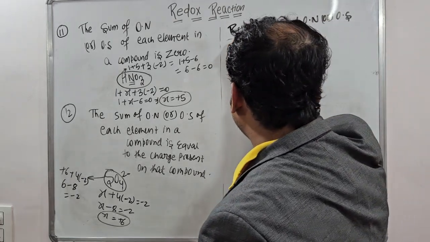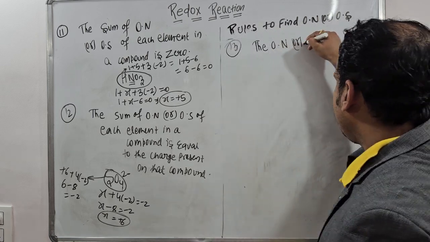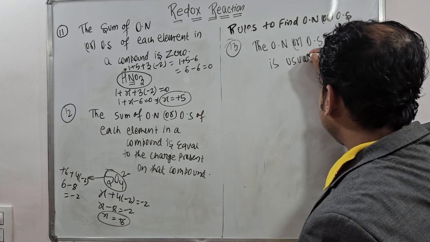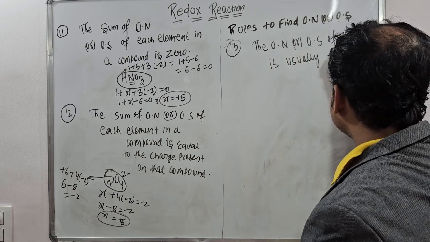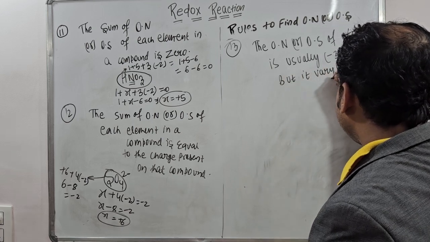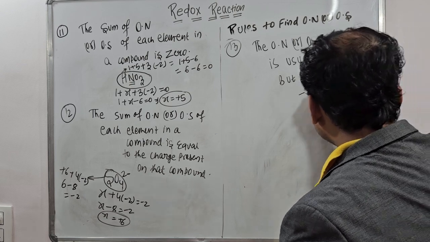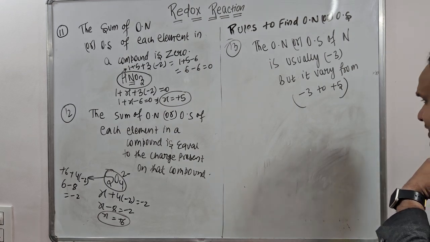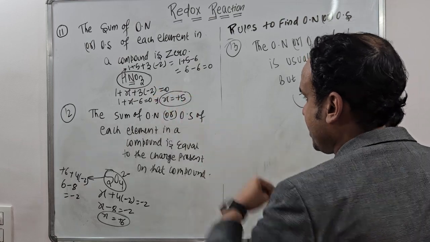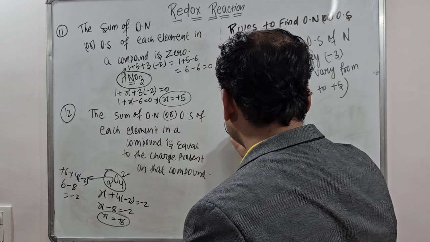Now the next point, we will have point number 13. It is saying that the oxidation number or oxidation state of nitrogen is usually minus 3, but it varies from minus 3 to plus 5. It means usually in all cases you will have to take minus 3, but sometimes it varies from minus 3 to 5, like that. Over here the nitrogen has plus 5. Getting this point?